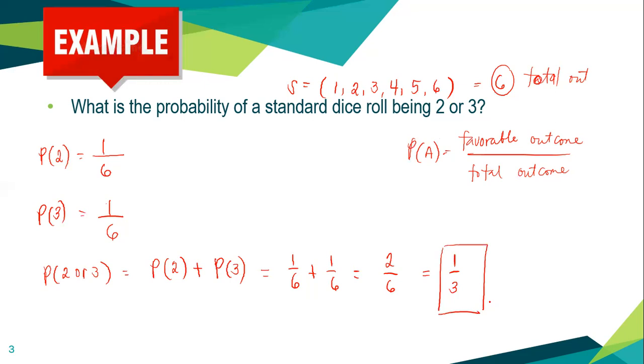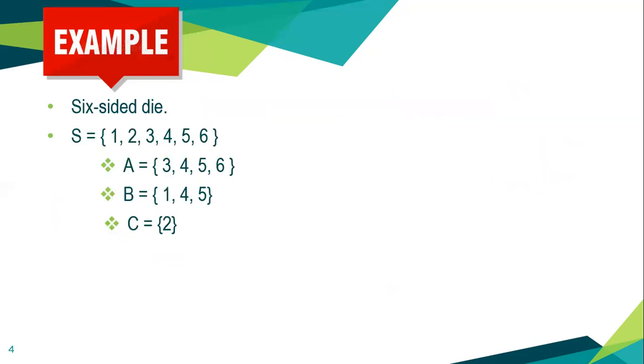Nasundan ba? So kung medyo malabo pa, let's have another example. This one. Again, a 6-sided die. So binigay na dito yung sample space, 1, 2, 3, 4, 5, and 6. The only difference is that we are given different events. So for event A, ang lumabas daw na outcome is 3, 4, 5, and 6. Samantalang kay event B, ang lumabas na outcome is 1, 4, and 5. Then kay C is 2 lamang yung outcome.